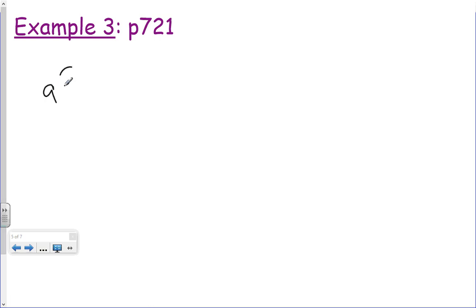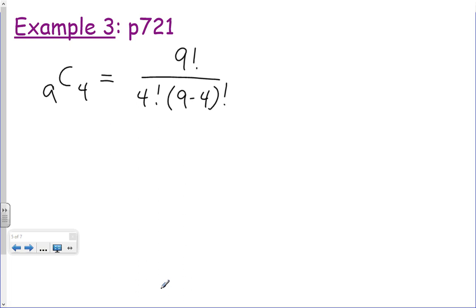Okay. So 9 choose 4. Now there's a couple of different ways you could write this. You could write it this way, or you could write it in those parentheses like we talked about. But I want to just write it in its factorial form first. So this is equal to 9 factorial divided by, and then it's r factorial, so that's 4 factorial times n minus r. That's 9 minus 4 factorial. Or in other words, this is equal to 9 factorial divided by 4 factorial times 5 factorial.